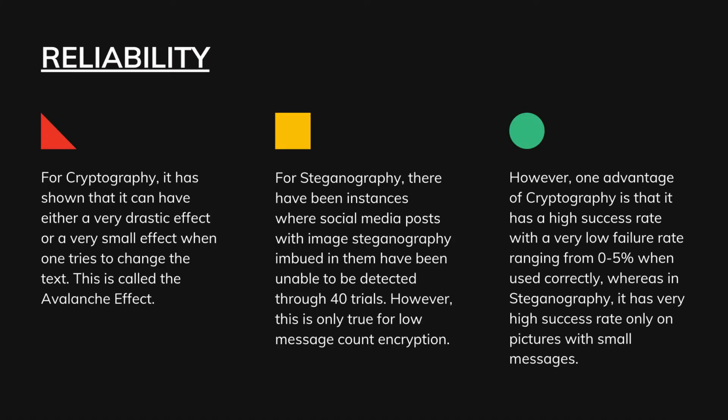In order to determine which security measure is better, the researcher divided it into two criteria: reliability and viability. For cryptography's reliability, there lies one problem, which is the avalanche effect. The avalanche effect is a phenomenon where when you change even one letter in the encrypted message, the whole sentence changes. As for steganography, it is shown to be reliable in having the message hidden.